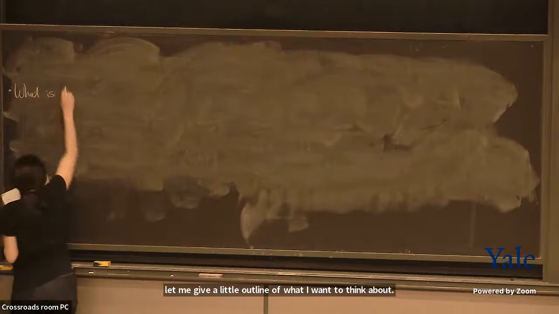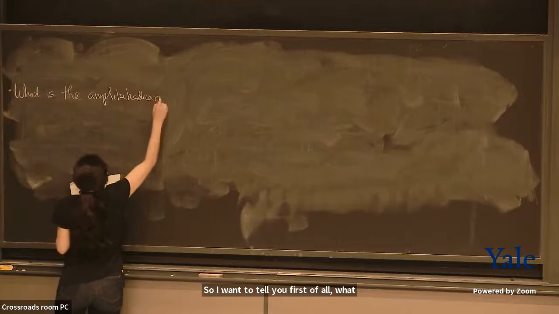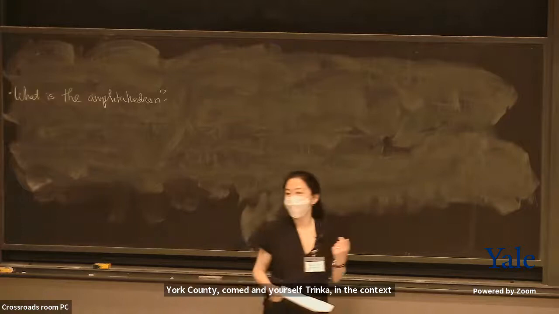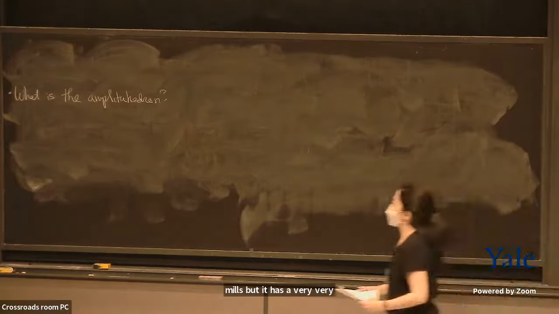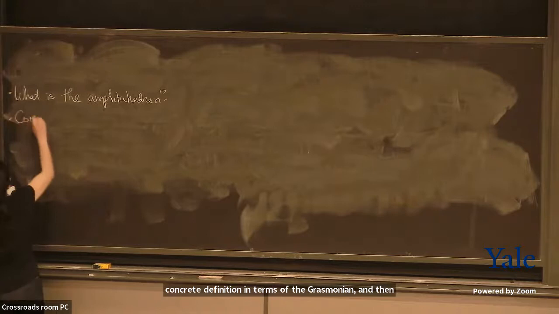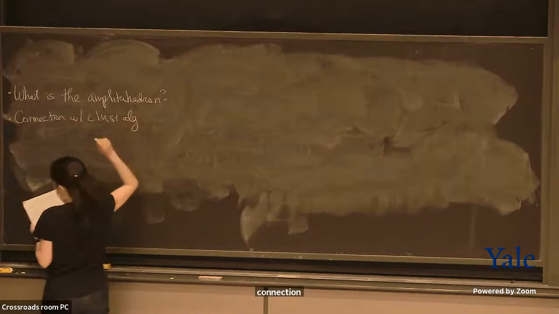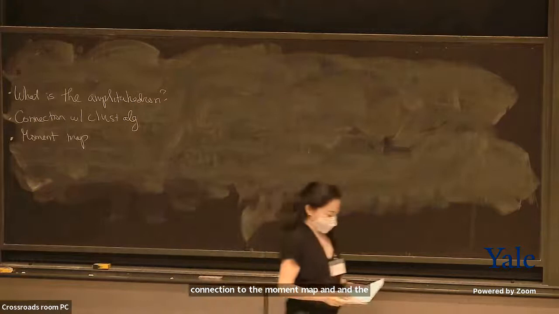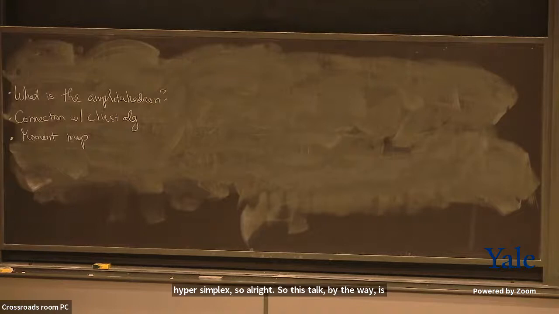So, let me give a little outline of what I want to speak about. First of all, what is the amplituhedron. This is an object that was introduced by Nima Arkani-Hamed and Jaroslav Trnka in the context of scattering amplitudes in N=4 super Yang-Mills, but it has a very concrete definition in terms of the Grassmannian. And then I will tell you a little bit about connections with cluster algebras and also a surprising connection to the moment map and the hypersimplex. This talk is meant to be totally elementary, so if there are any questions at any point, please feel free to interrupt.